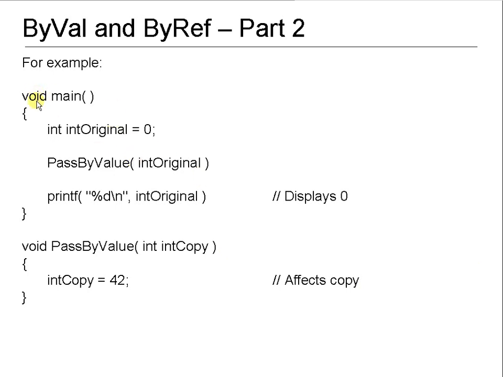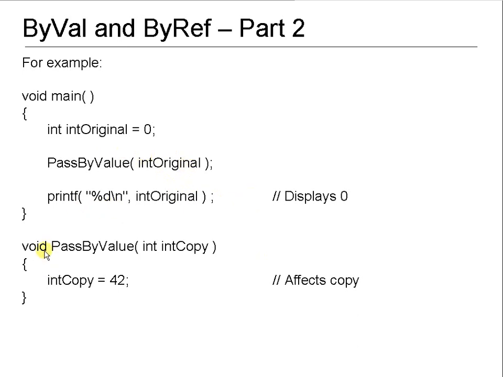For example, I've got my main procedure. We now understand that main is a subroutine because of the void keyword, and it takes no parameters. And inside there I have int original. So I'm declaring a variable, and then I pass that by value. Oops, I'm missing my semicolons. I will add those in. I got the semicolons in, so I call pass by value, and I pass my variable, and then I print what it displays.